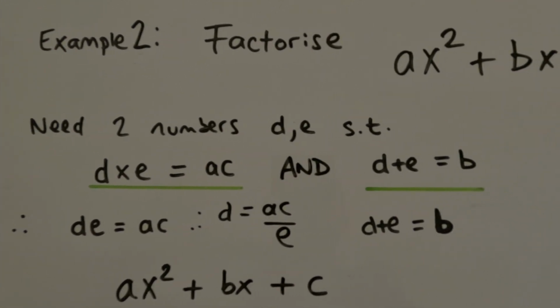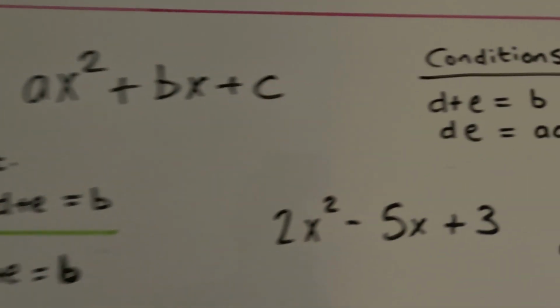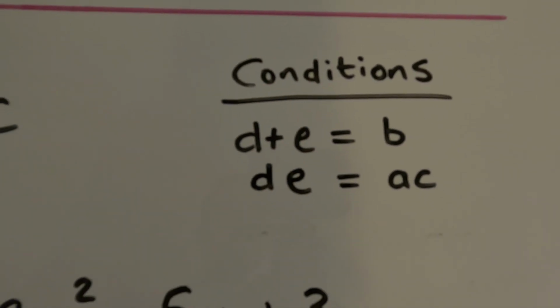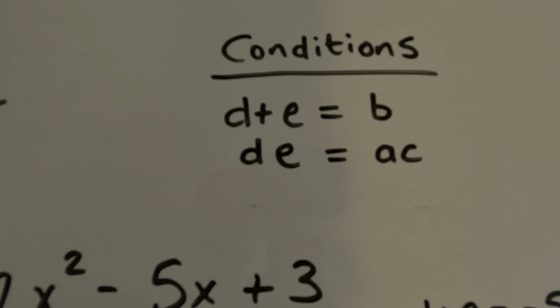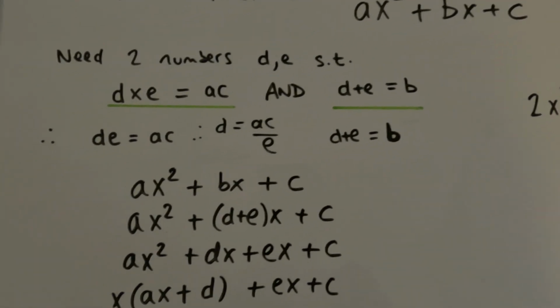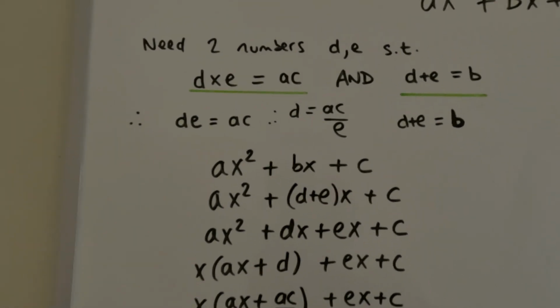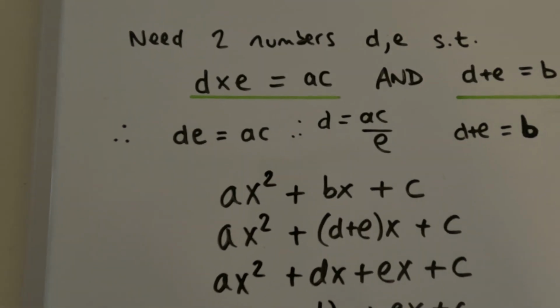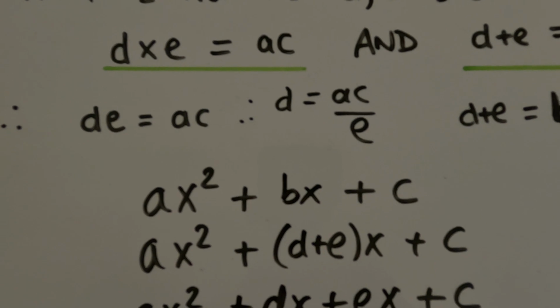Okay, so I've written them down. So just to summarize, the conditions are d plus e must equal b and de must equal ac. Okay, we will look at a specific example in a moment, but let's just look at the general case. So the general case is ax squared plus bx plus c.